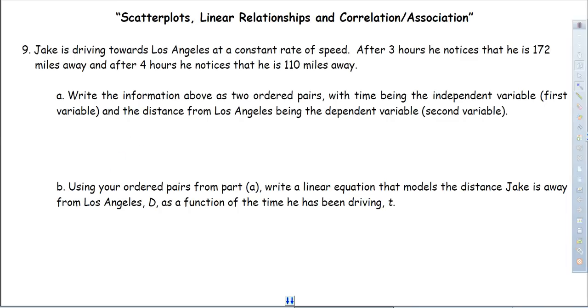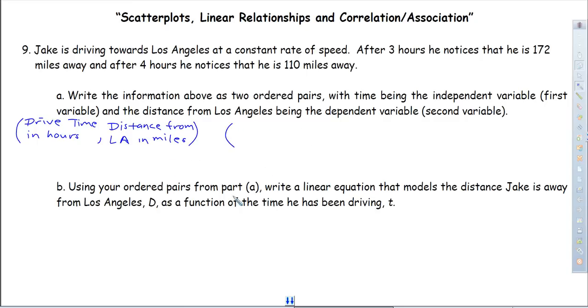So what I like to do is I actually like to just label this and set up a coordinate as my x and y. So our first variable, our x, will be time. So I'm just going to call this Jake's drive time in hours. And this I'm going to call my second variable. This will be the distance from LA. And this will be in miles. And this will help when we get to parts C and D down below.